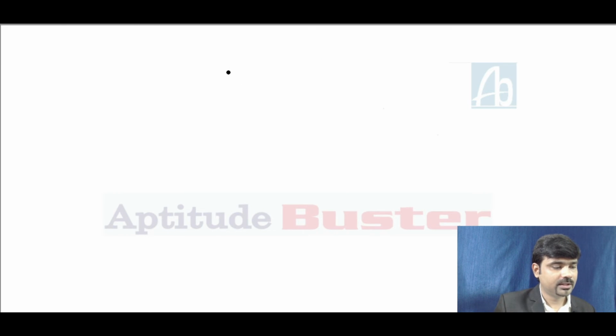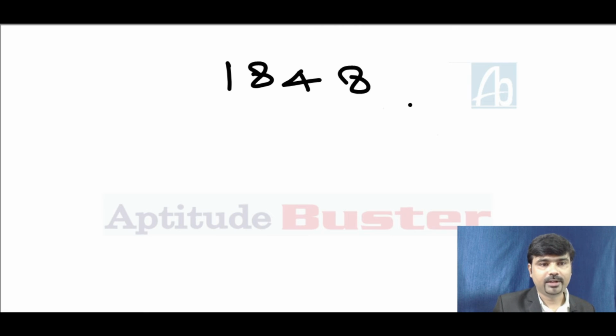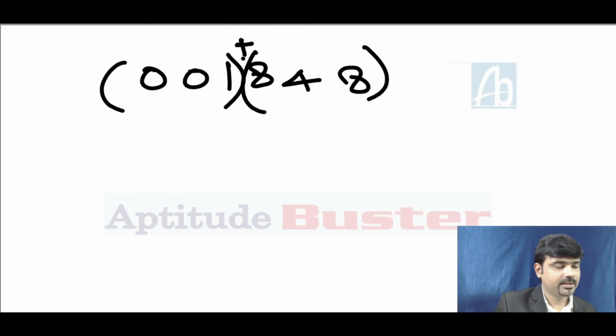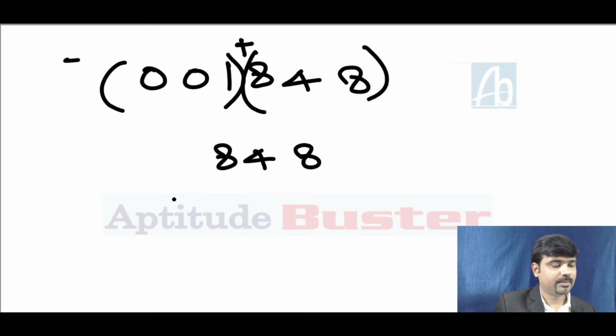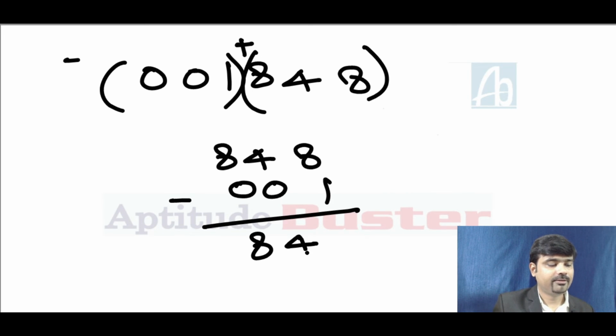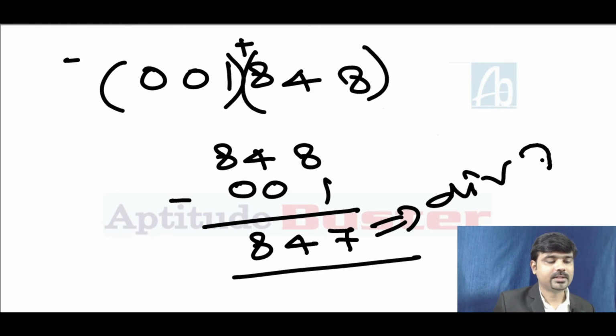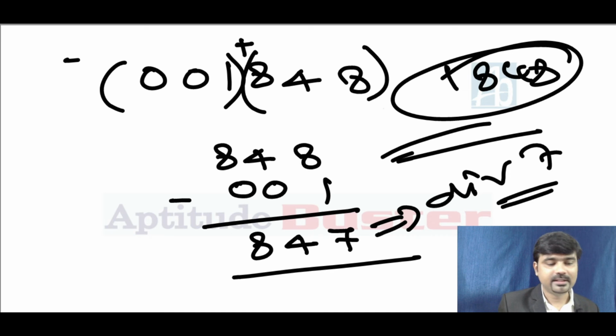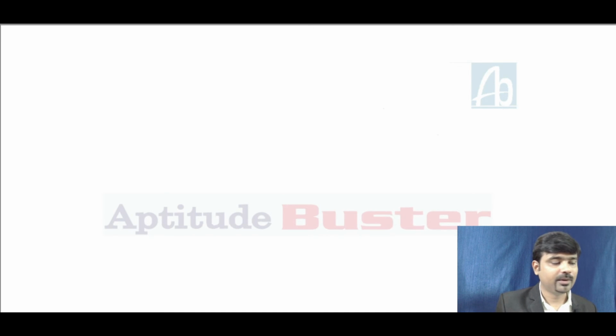If it is a 4-digit number, for example 1848, here we have only 4 digits. We discussed 3 digits, so put 2 zeros here. Put plus for these 3 digits, minus for the other digits. 848 minus 001, the value 847 is divisible by 7. So 1848 is divisible by 7. Easy example I'll give you. Definitely everyone can find out the answer.